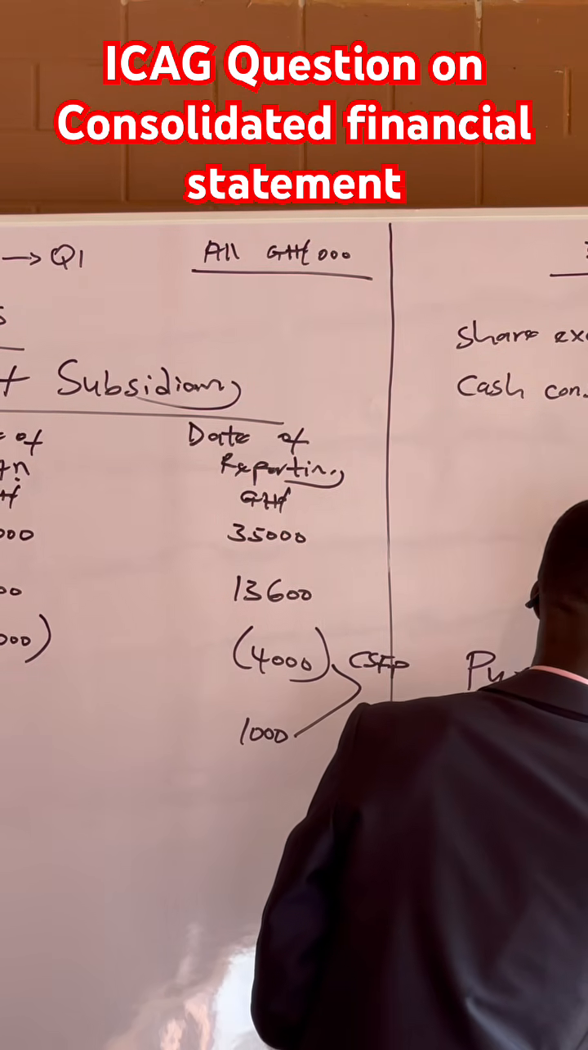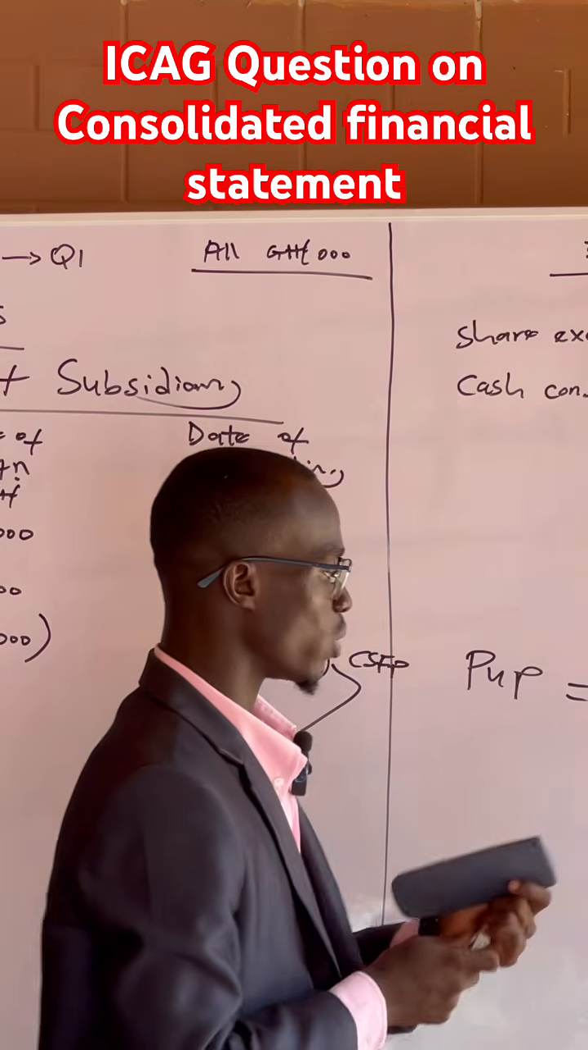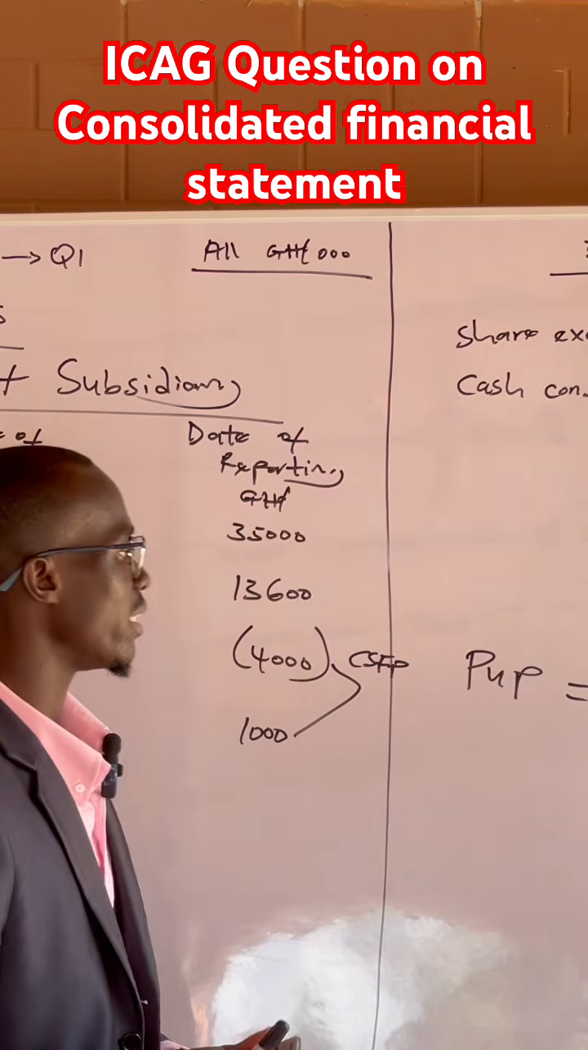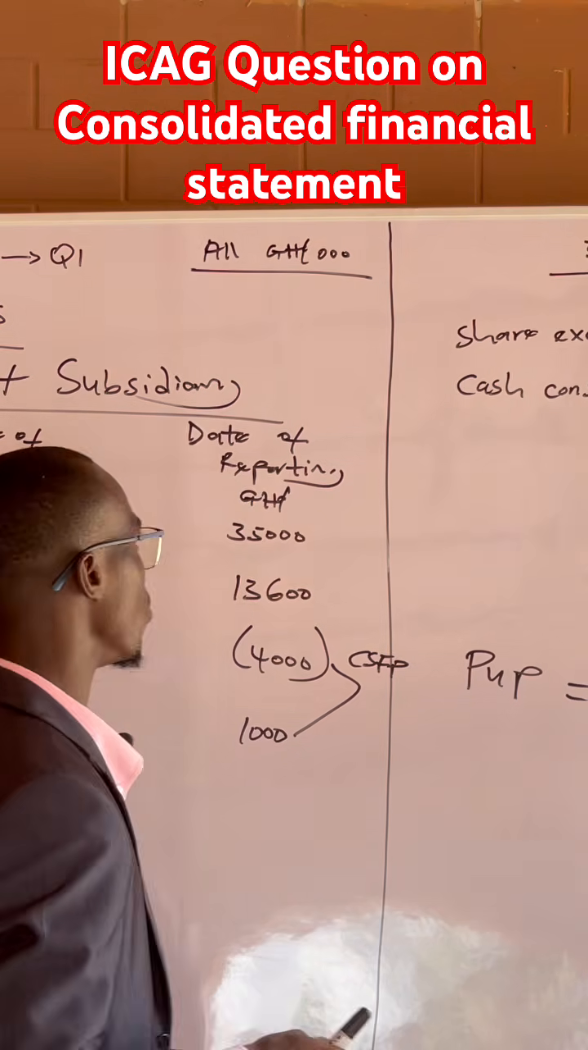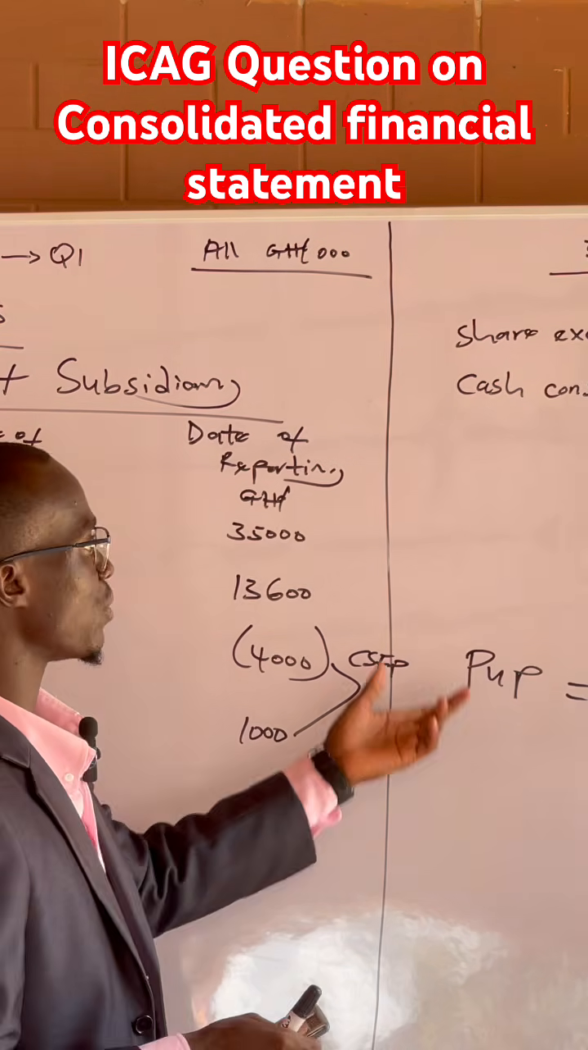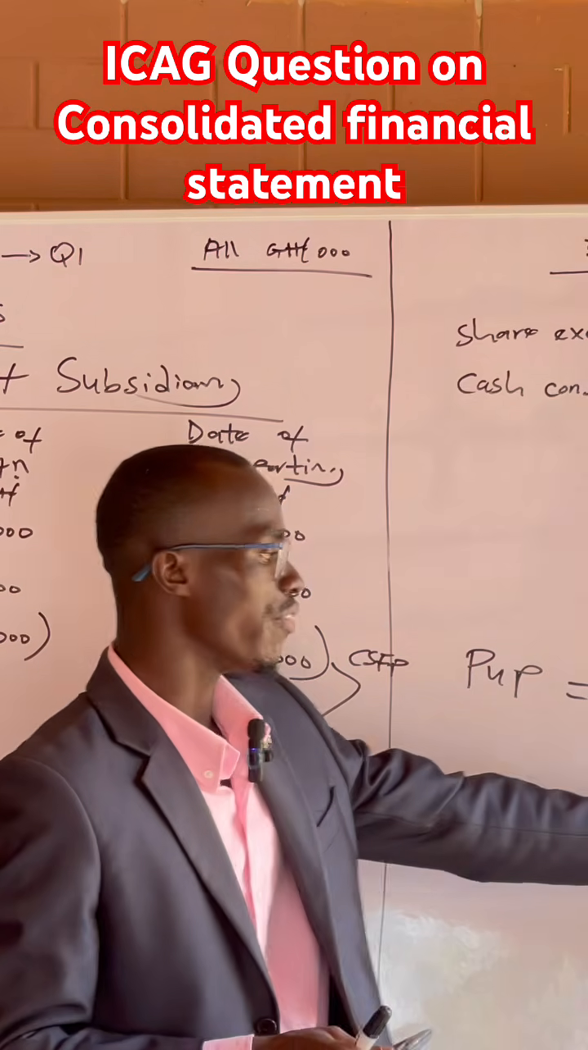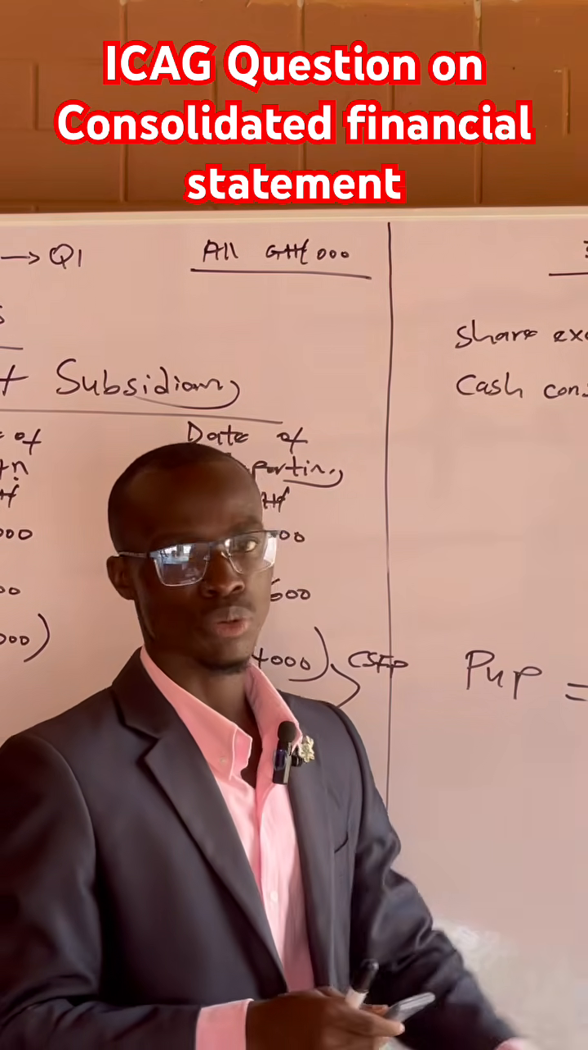So let's take it as 730. There are some decimals that are supposed to be added, but let's end it here. So this 730 will be our provision for unrealized profit, and this one will have an impact on the group retained earnings, because it is the parent who has sold to the subsidiary. Therefore, this 730 will be deducted from the group retained earnings.